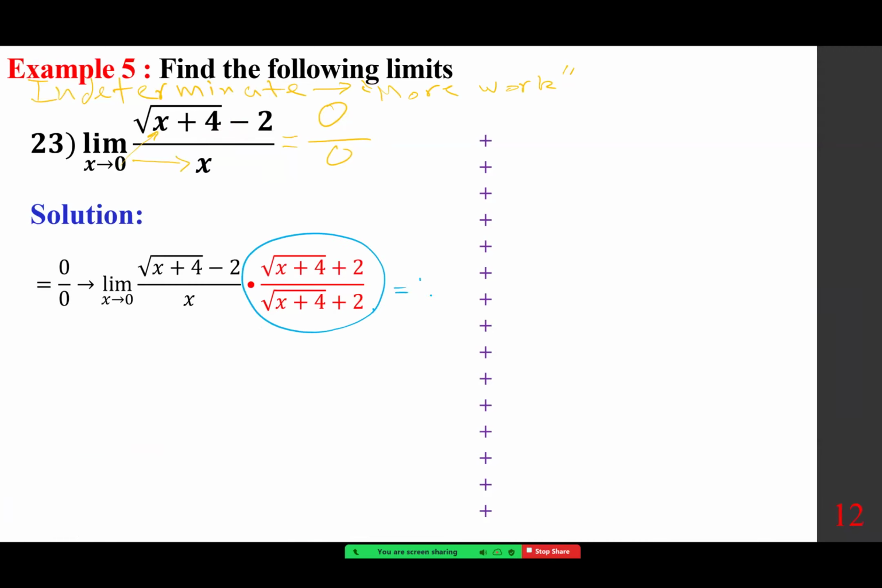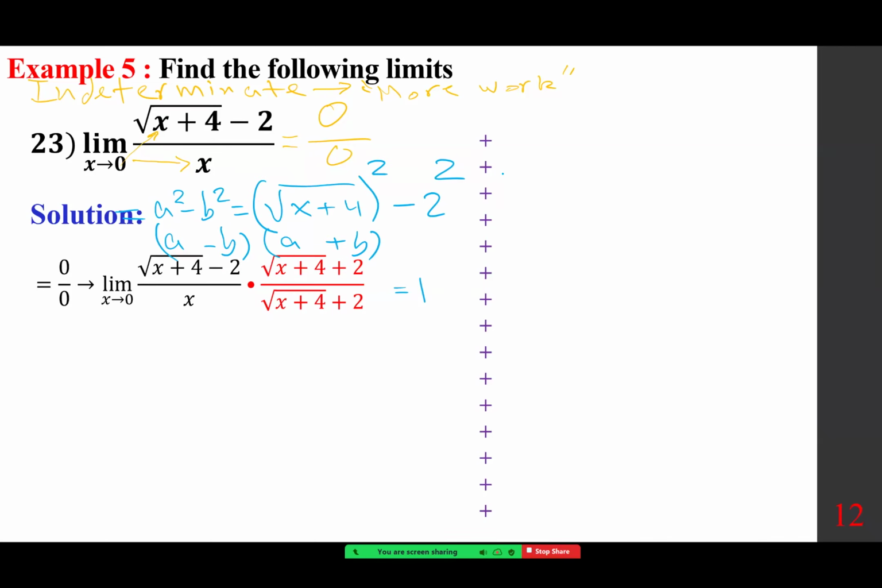And please understand, this fraction equals 1. So you're looking at a minus b times a plus b. The answer is a squared minus b squared, which means the square root of x plus 4 squared minus 2 squared, and we get this one. X plus 4 comes out, minus 2 squared is negative 4.